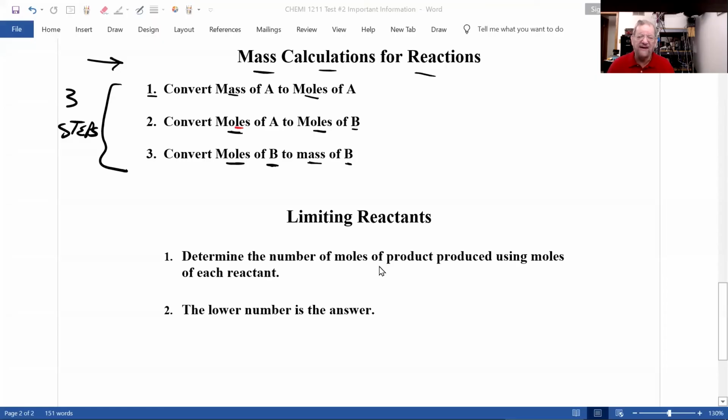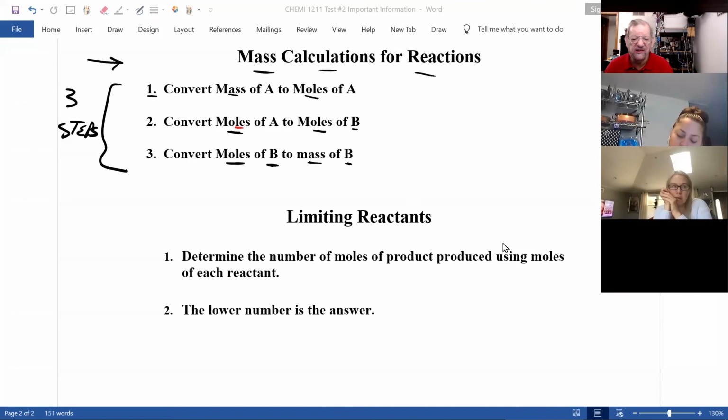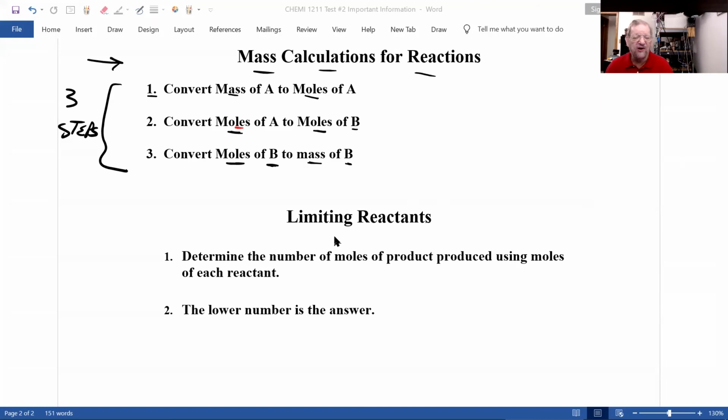And if you look at, can everybody see limiting reactants on your screen now? Thank you. If you look at the important information I'll give you for test number two, how do you do what's called limiting reactants: determine the number of moles of product using the moles of each reactant, and the lower number is the answer.